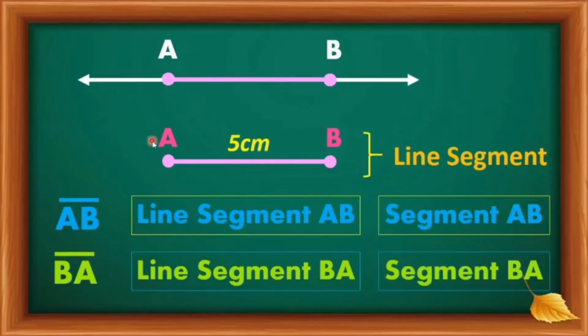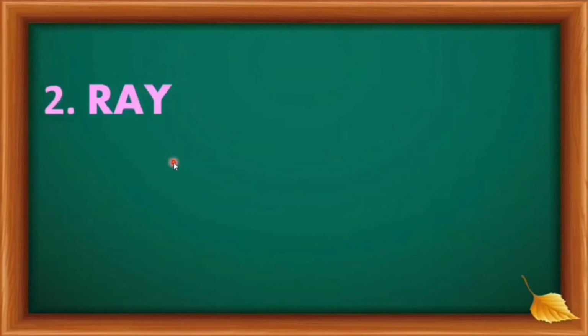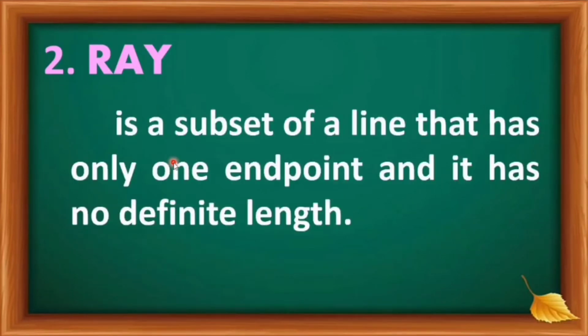Ibig sabihin, yung name ng line segment can be line segment AB or it's the other way around, line segment BA. Pwede siyang baliktad. Okay, so let us now proceed to the second subset of a line, which is a ray. Ray is a subset of a line that has only one endpoint and it has no definite length. Ano ang meron siya? Meron siyang one endpoint. Hindi katulad ng line segment, ang endpoint niya ay iisa lang and it has no definite length.